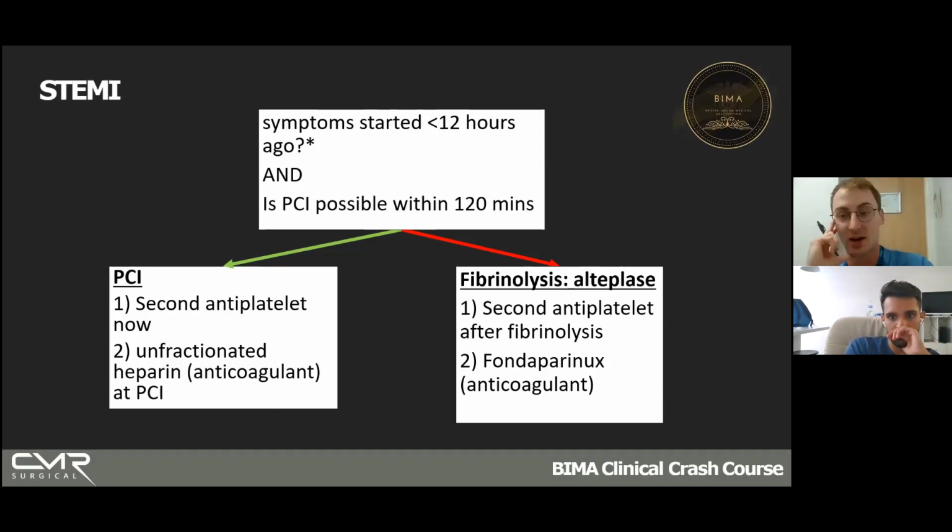Because the bleeding risk is higher, you give them their second antiplatelet after they've had the fibrinolysis, because you want to make sure they're not going to bleed out, basically. And then the cardiologist will give them a different type of anticoagulant called fondaparinux, which is slightly less effective than unfractionated heparin, but as the bleed risk is higher, you want to kind of balance that out. But this one on the right is kind of minor. Most people don't get that. This on the left is what people get in the UK if you've had a STEMI, basically.